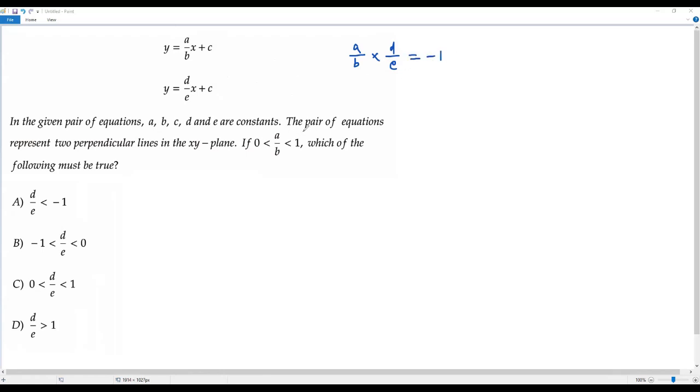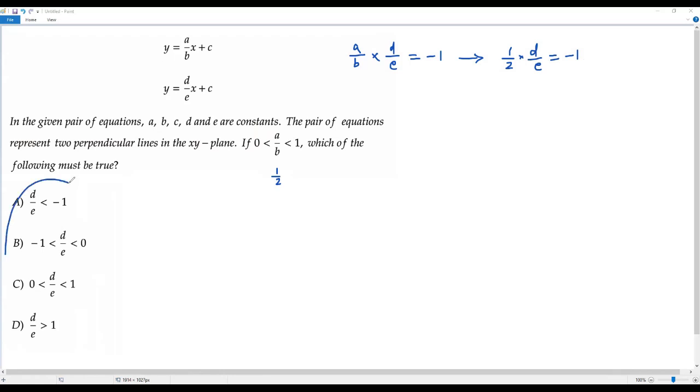Okay, here we have the value for a over b as an inequality. That is, the value of a over b is between 0 and 1. So since the value of a over b is between 0 and 1, we can assume some value for a over b so that it is between 0 and 1. So let me assume 1 over 2 as a value for a over b. We know that 1 over 2 is a value between 0 and 1. Now let me plug in this value 1 over 2 for a over b here. Then the given equation will become 1 over 2 times d over e equals -1.